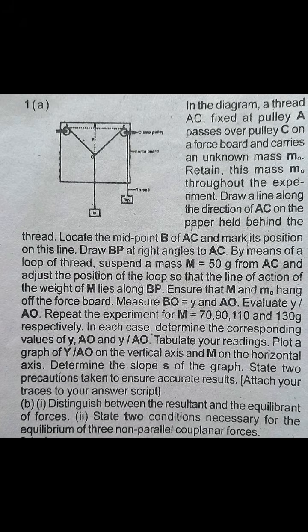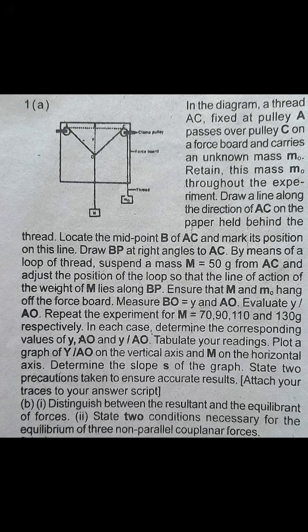Then we attach a mass m0 at the end of that thread. The mass m0 is not known, right? So it's an unknown mass m0. Now we should maintain this position of m0. Don't move it, don't remove it, don't untie it throughout this experiment. Now we have to draw a line along the direction of AC on the paper held behind the thread. You'll see that in the video.